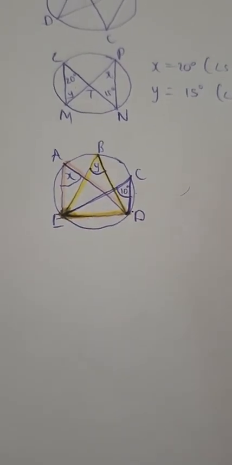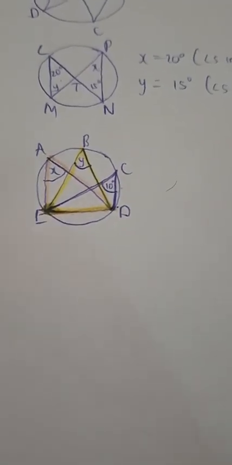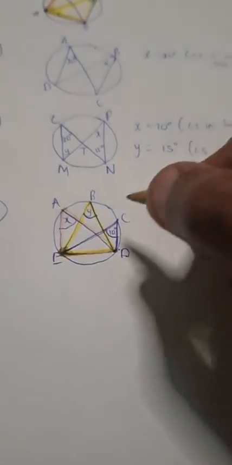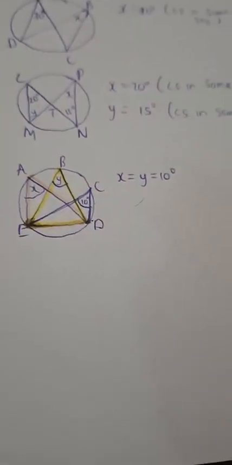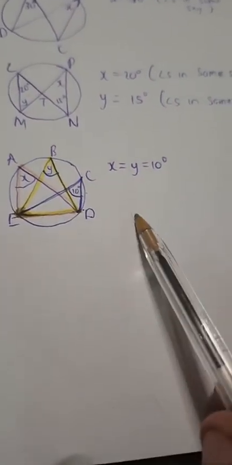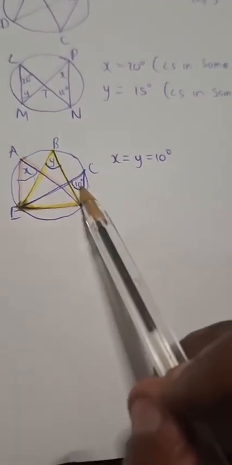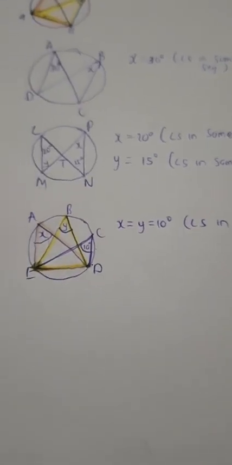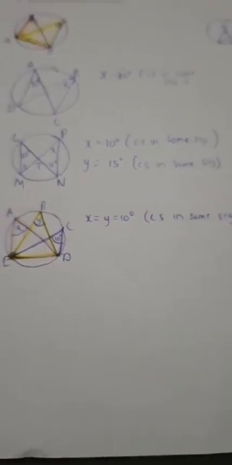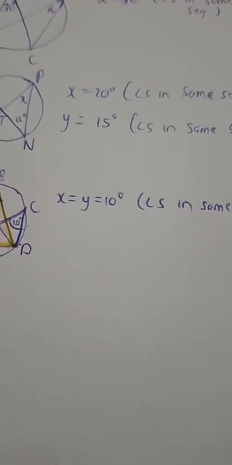What do my people say? Thank you, Nia. x is equal to y is equal to 10 degrees. You can just put it all in there: x is equal to y is equal to 10. And the reason why we say that is angles in same seg. You see, we finished, done. All right, that wasn't too hard. That wasn't too difficult, I hope.